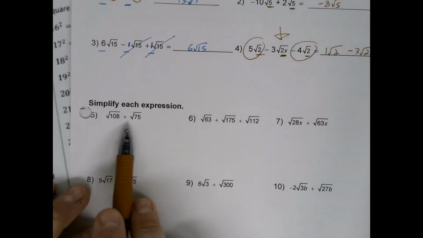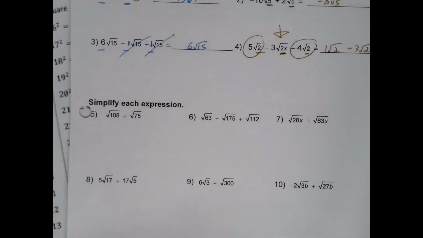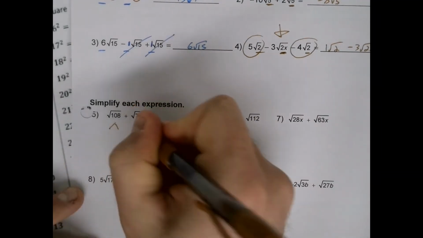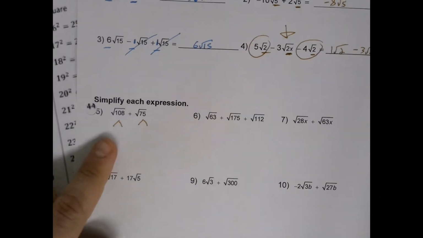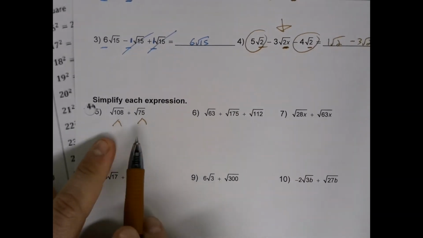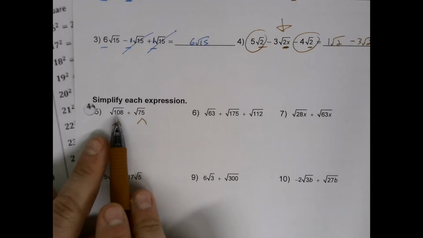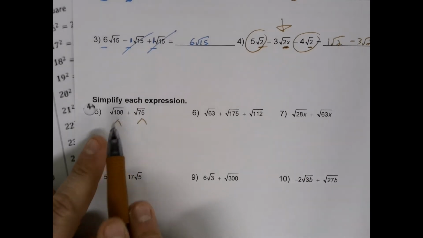Are there the same numbers underneath both of those? No. So here's what you do. You've got to pull out perfect squares out of each of them to find common radicands, just like we did with simplifying radicals. Okay? So the question would be this: is there a perfect square that comes out of 108?